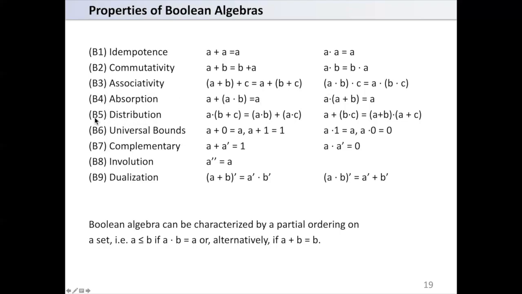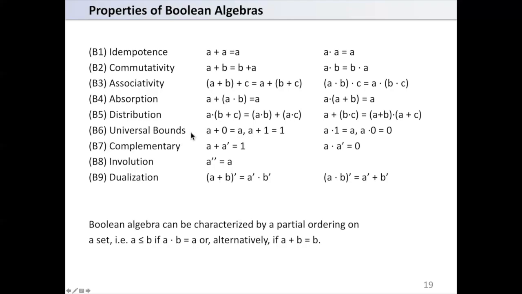Distribution, P5, is distribution. This is saying that A dot (B or C) is equivalent to (A dot B) or (A dot C). And this is the dual one: A or (B dot C) is equal to (A or B) dot (A or C).